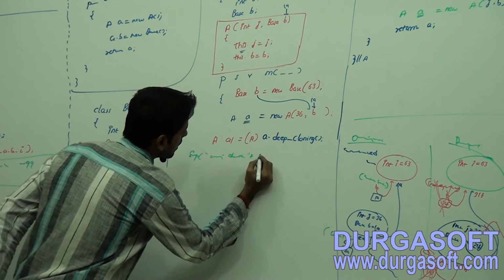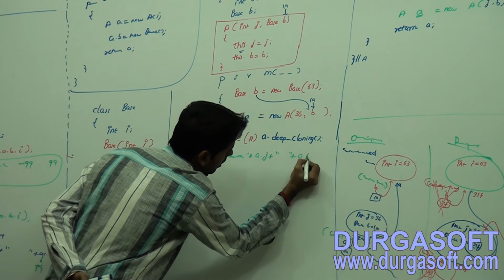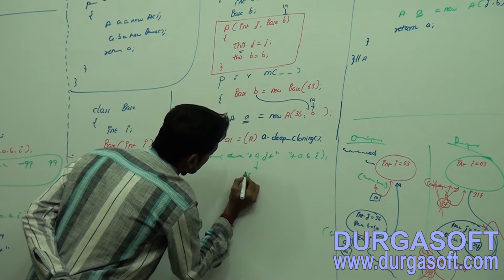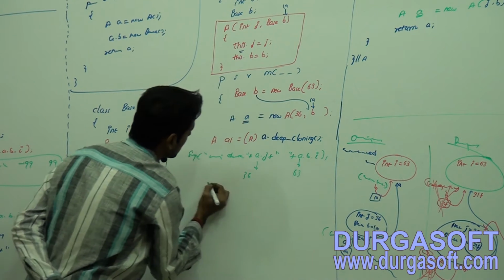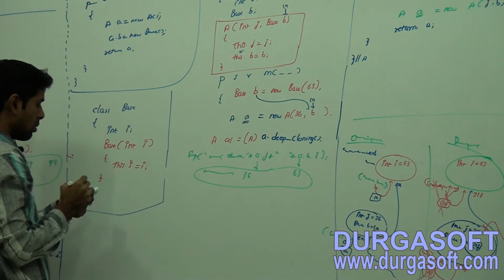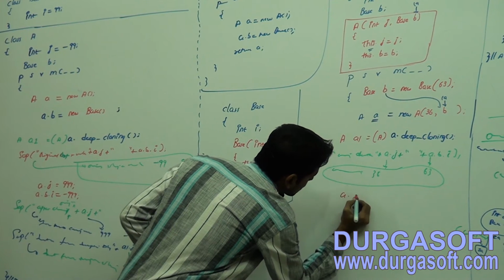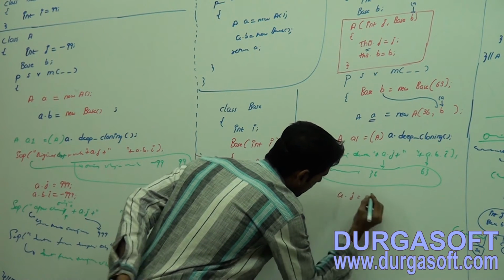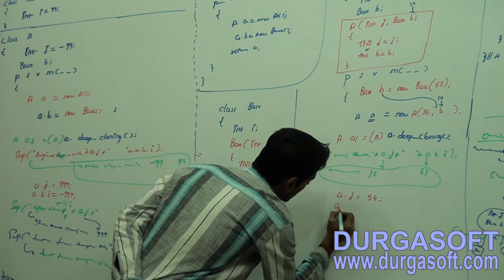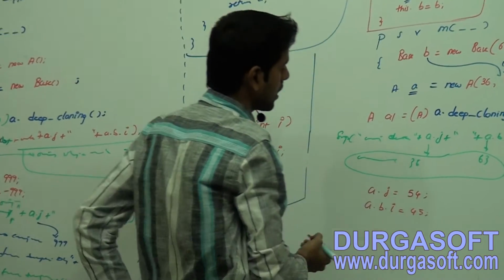Right, now observe, a dot j, getting, and give some space, a dot b dot i. What is the answer? Sorry, 3 6. Other one is what? 6 3. Original data, this is the output here. Now modify the original object data. Observe here. A dot j equals to 54. Okay, now a dot b dot i equals to, let it be 45, getting.